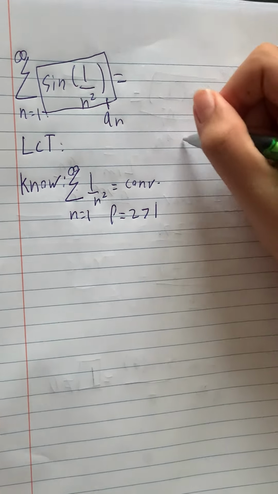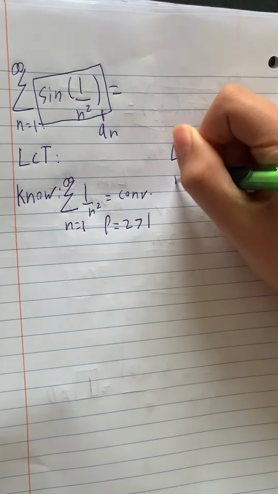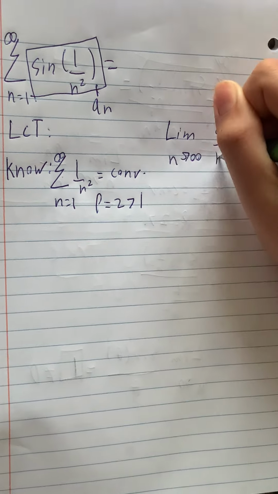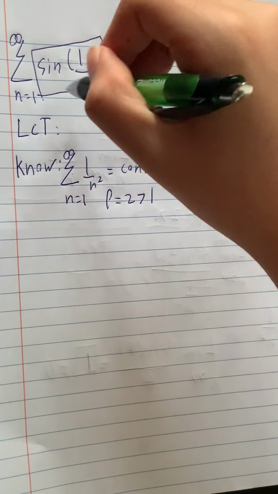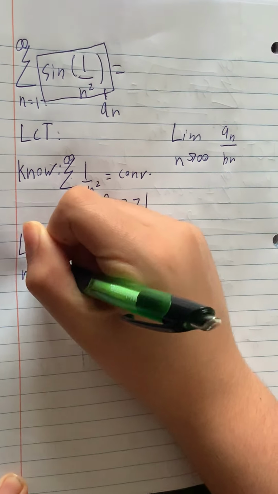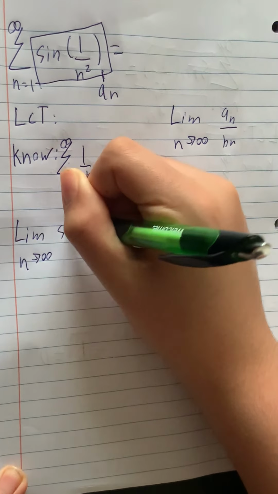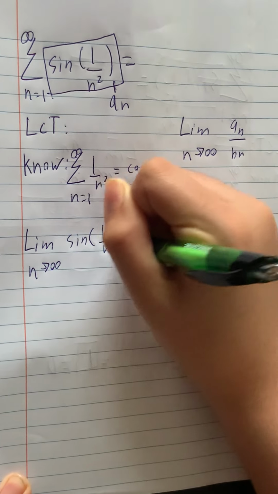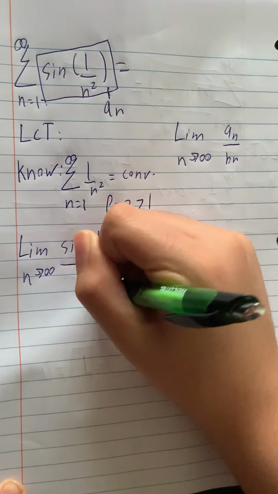Now for the limit comparison test, what we should do is take the limit as n approaches infinity of a sub n over b sub n. A sub n is the original series, and b sub n is the 1 over n squared that I chose as my known value. So if I do that, I get the limit as n approaches infinity of sine of 1 over n squared all over 1 over n squared.